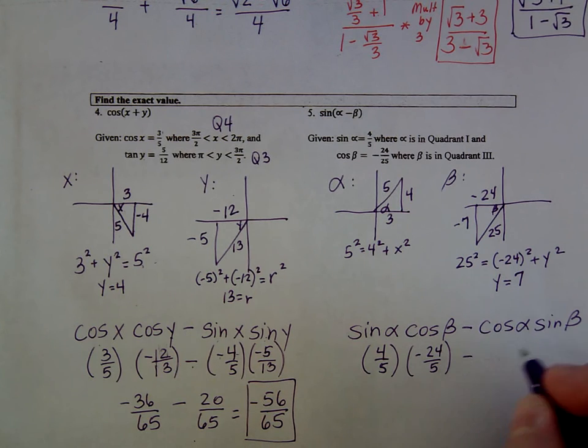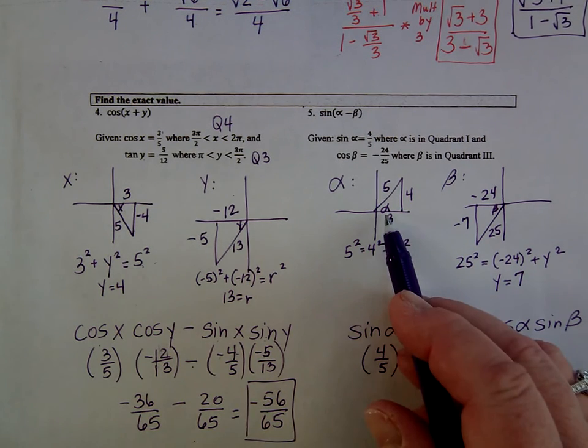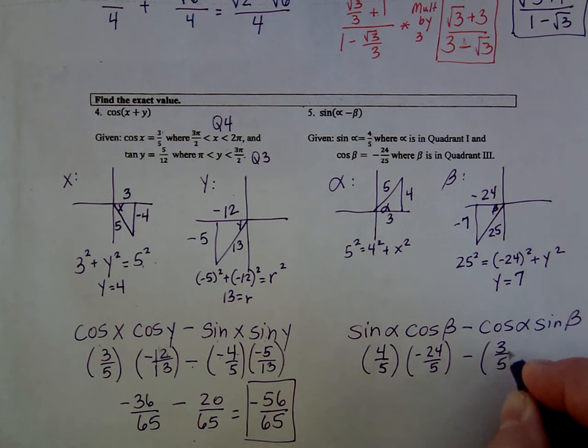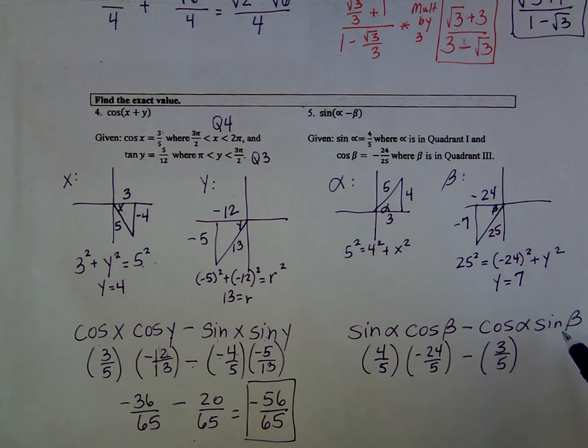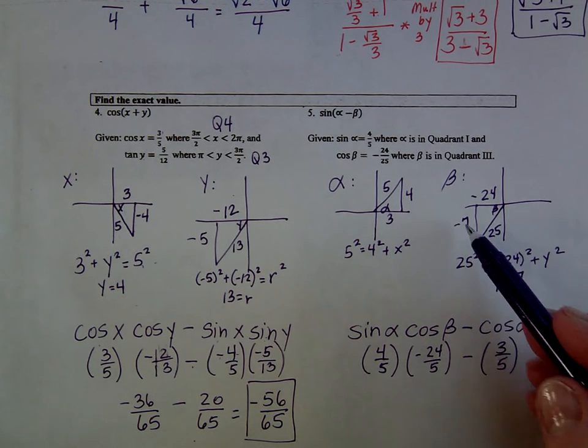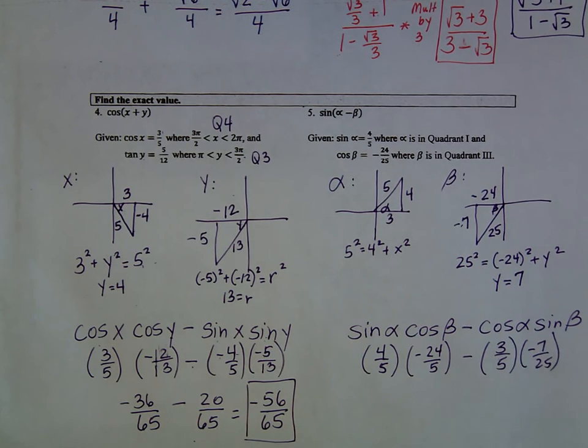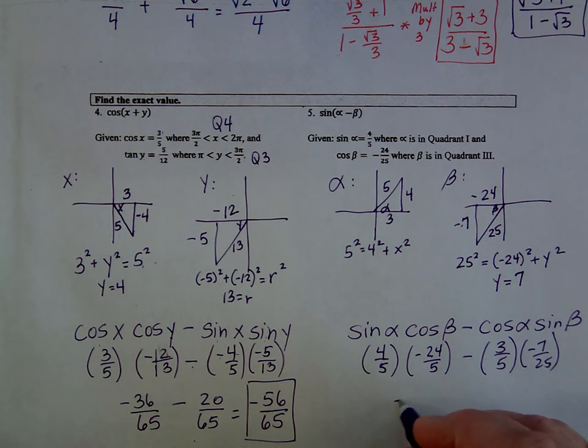Minus cosine of alpha, go back to the alpha guy. Your cosine is adjacent over hypotenuse, so 3/5. And the sine of beta, go to your beta triangle. Sine is opposite over hypotenuse, negative 7/25. All right, multiply it out. 4 times negative 24 is a negative 96. 5 times, oh, this should have been a 25. 5 times 25 is 125.